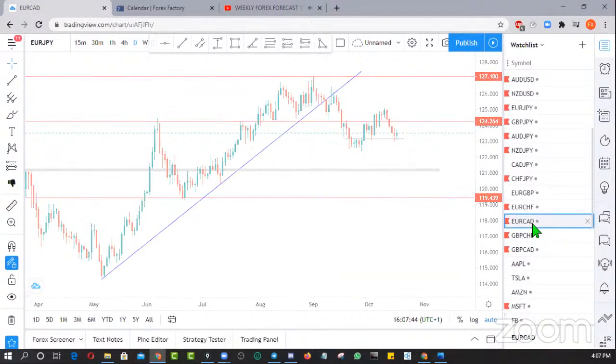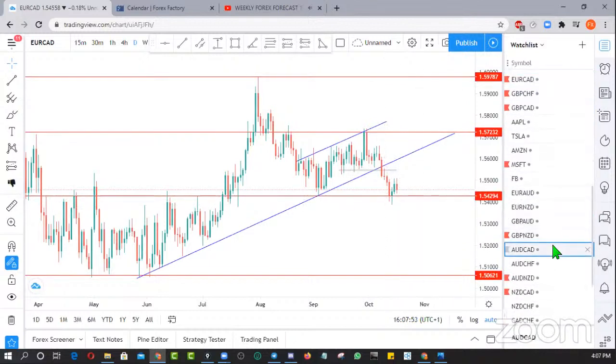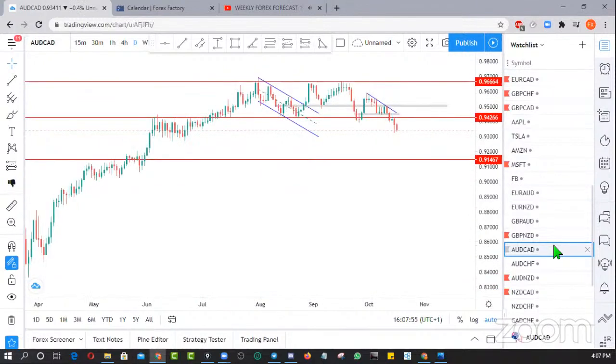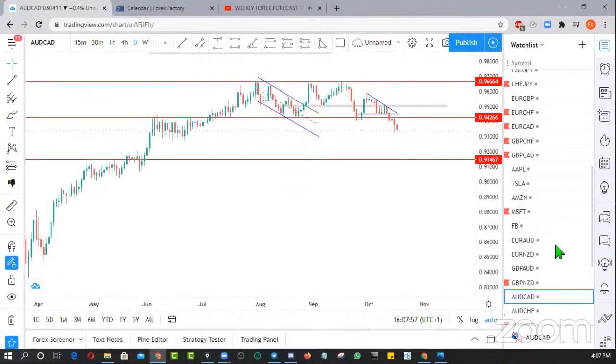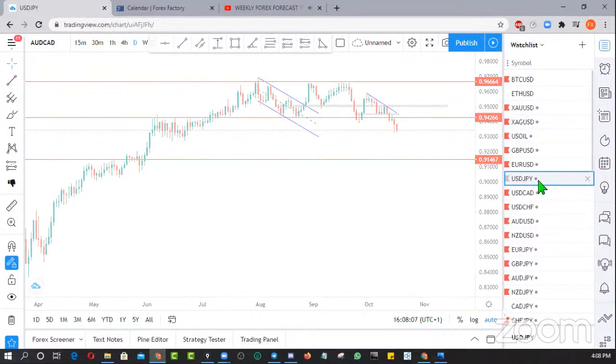I traded the euro pair against the Canadian dollar, and at the moment we're still having a retracement of price. And I traded the Australian dollar pair against the Canadian dollar as well. I shorted this currency pair, and I traded the USD pair against the Japanese yen. Actually, I exited my trade on Friday, right here.